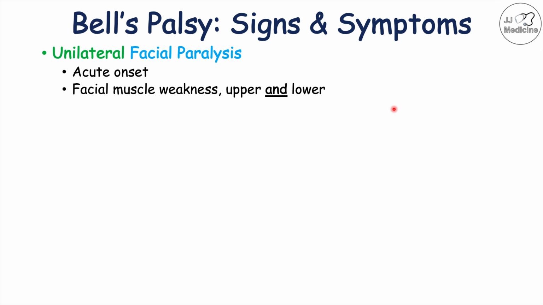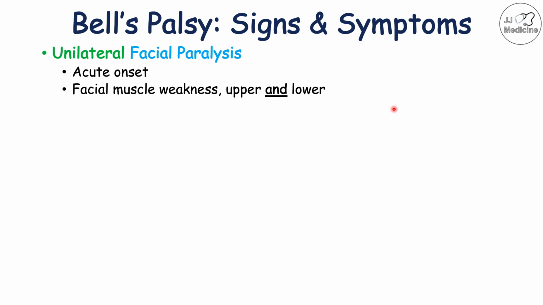What's going to be noted with this facial paralysis is that it's going to lead to facial muscle weakness on the affected side, and it's going to include the upper and lower portions of the face, meaning that the forehead and the lower face are going to be affected. That's very important to make note of. The forehead is going to be affected in Bell's palsy.